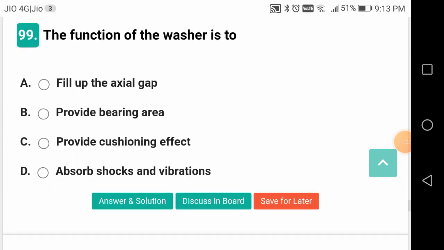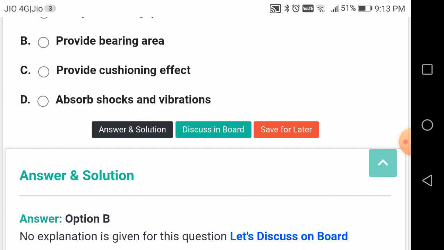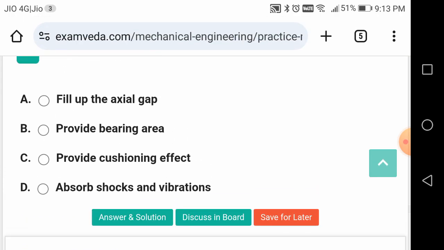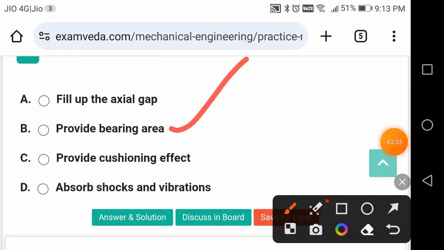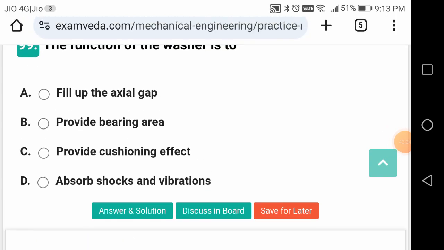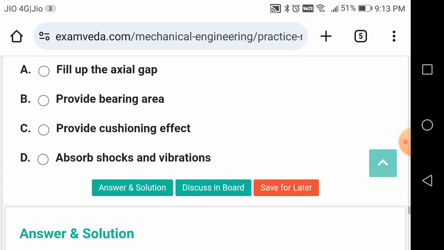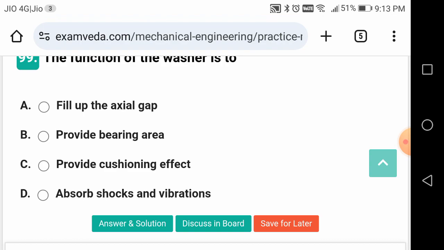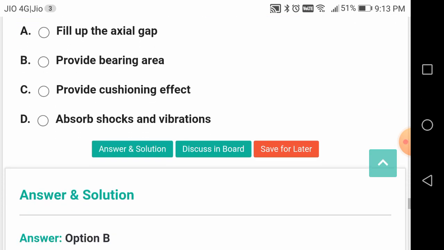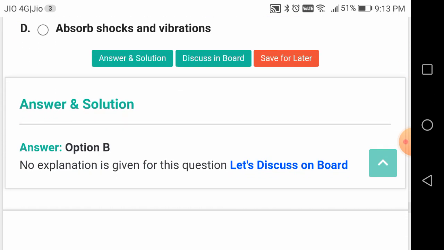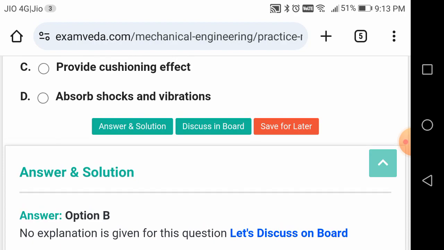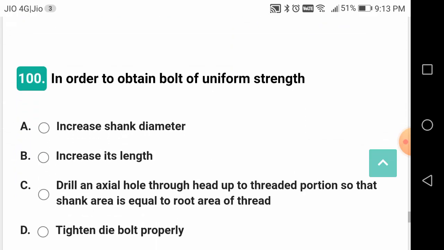The function of the washer, this is a good question friends. What will a washer do? It is going to provide bearing area, so that the materials which are in contact are not going to fail by the bearing pressure, PB. Normally, it will be equal to 0.1, 0.2 megapascals. It is very less, friends. Bearing stress is very less.